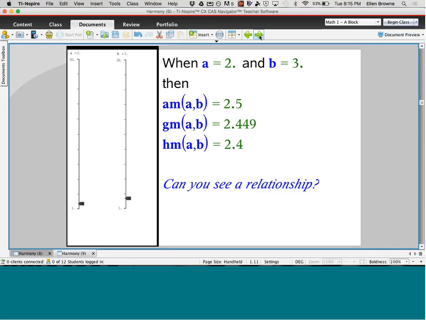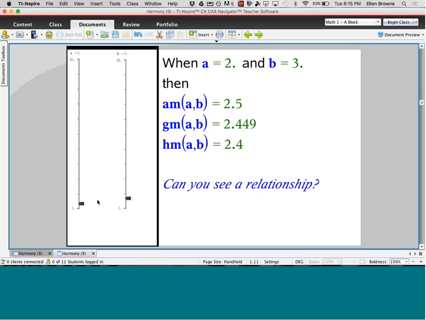Let's have a quick look at some calculations. So, for instance, 2 and 3. The arithmetic mean of 2 and 3 is halfway between them, 2.5. The geometric mean is the square root of 6. And the harmonic mean, let's try this out now. So let's do the formula. 2 times 2 times 3, that's 12, over 2 plus 3 is 5. 12 over 5, 2.4.